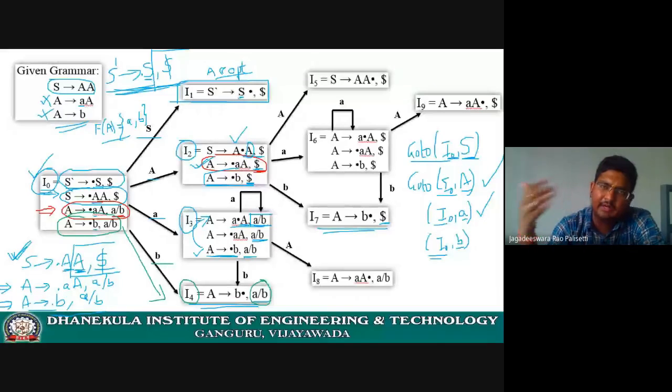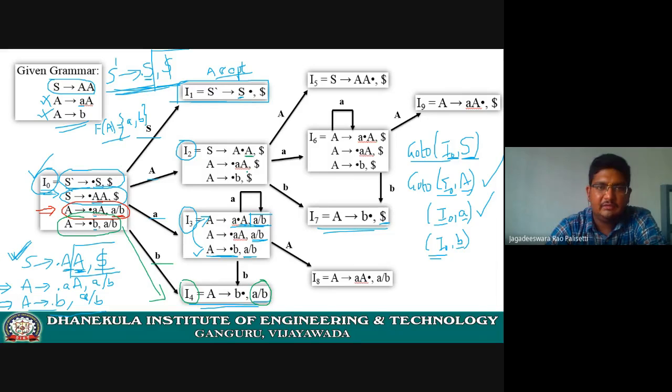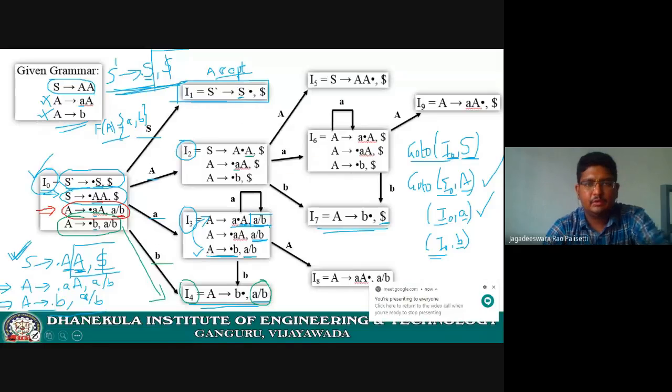So the same thing we keep on repeating. I1 is accepted, so no need to perform goto on it. On I2, I am going to perform the goto operation. With respect to what? With respect to capital A, with respect to small a, and with respect to small b also. Maybe it may give 3 steps. So the same thing I repeated now.